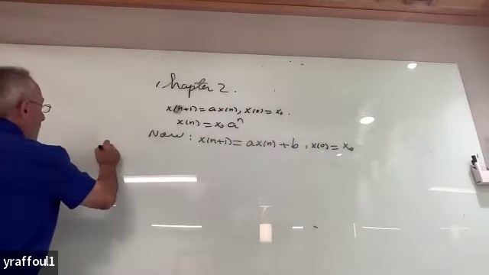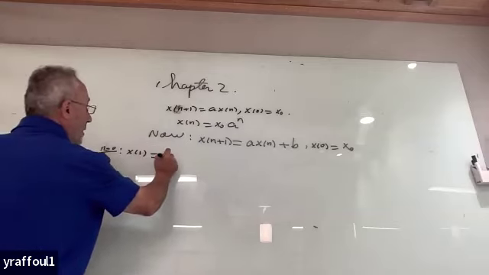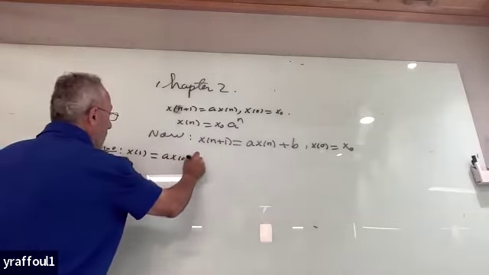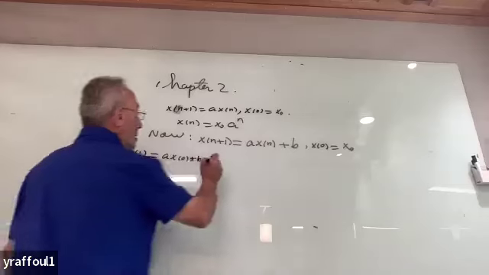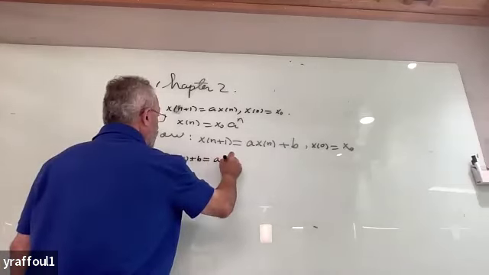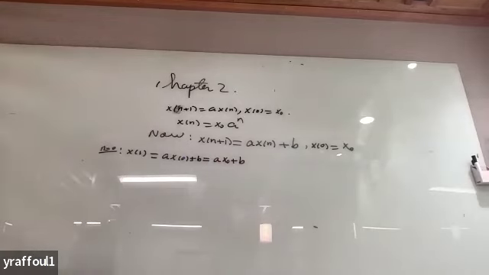For example, for n equals 0, we get x1 equal a x0 plus b. That is a x naught plus b. Okay? Why don't you go ahead and compute x2 and x3? I'll be right back. Go ahead. Compute x2, x3, x4.